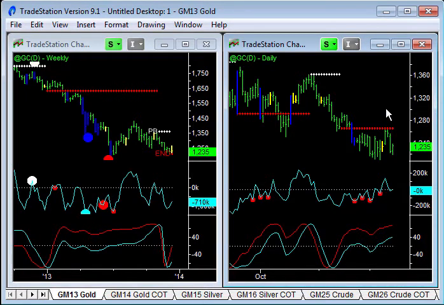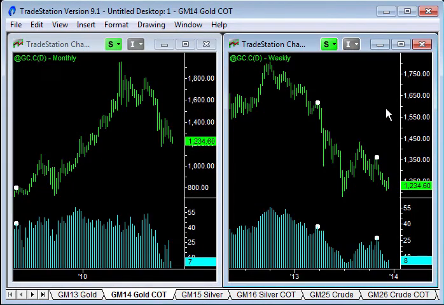It is at 1200, which is important, but on the commitment of traders, a little bit of good news this week.